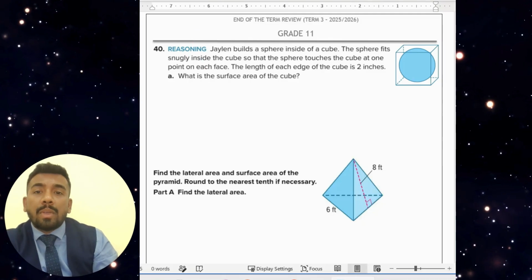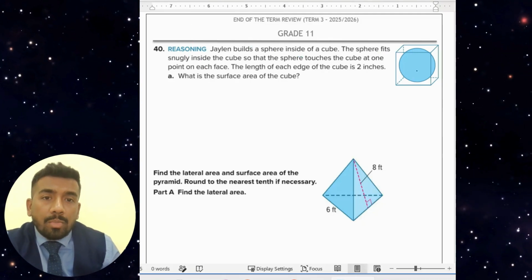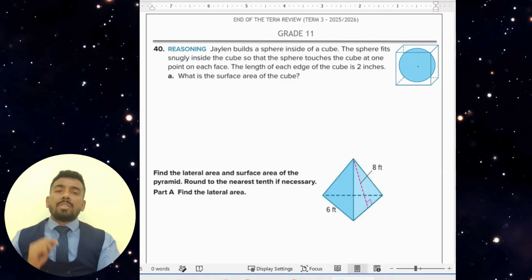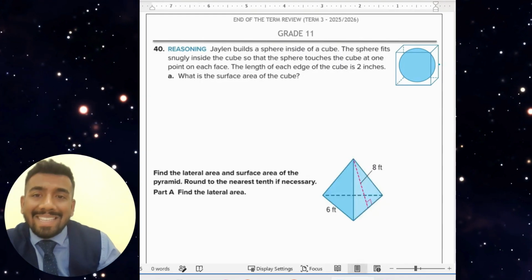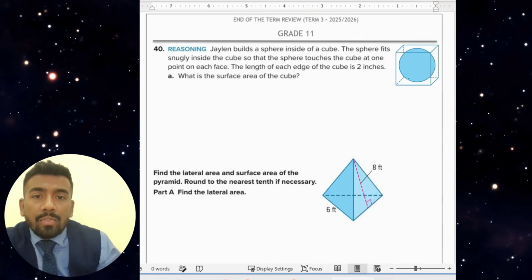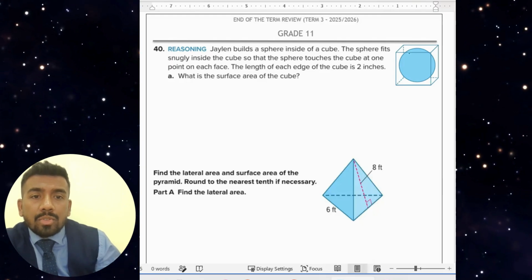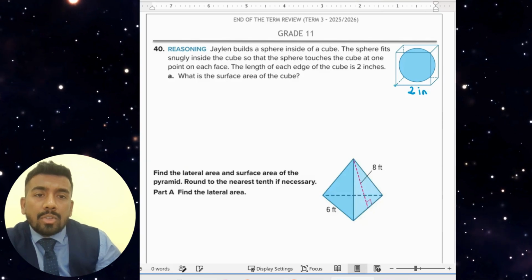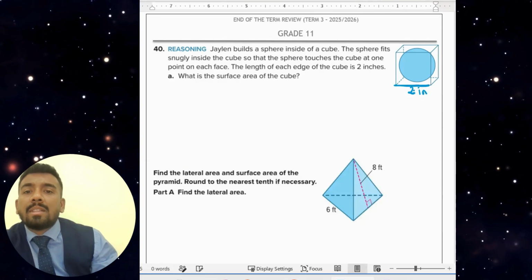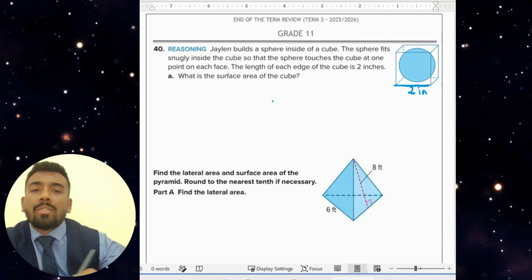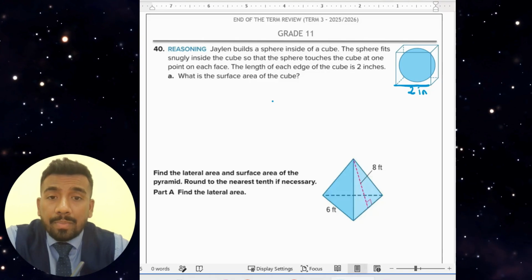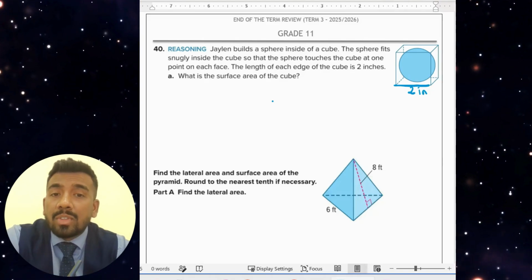Jaden builds a sphere inside a cube. The sphere fits snugly inside the cube so that the sphere touches the cube at one point on each face. The length of the edge of the cube is given as 2 inch. Now what is the surface area of the cube? How do you find the surface area of the cube? They didn't ask for the sphere, they asked for the cube.